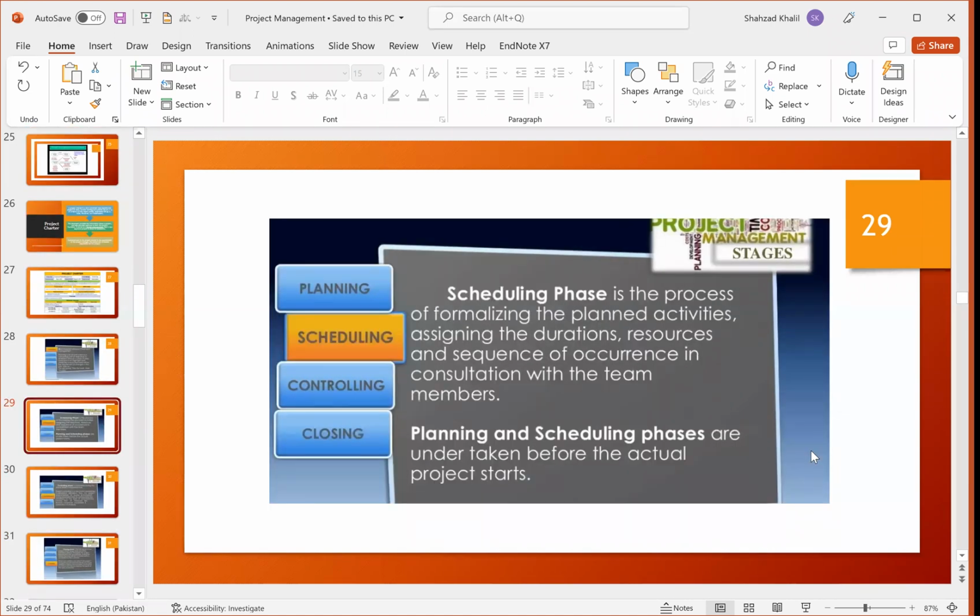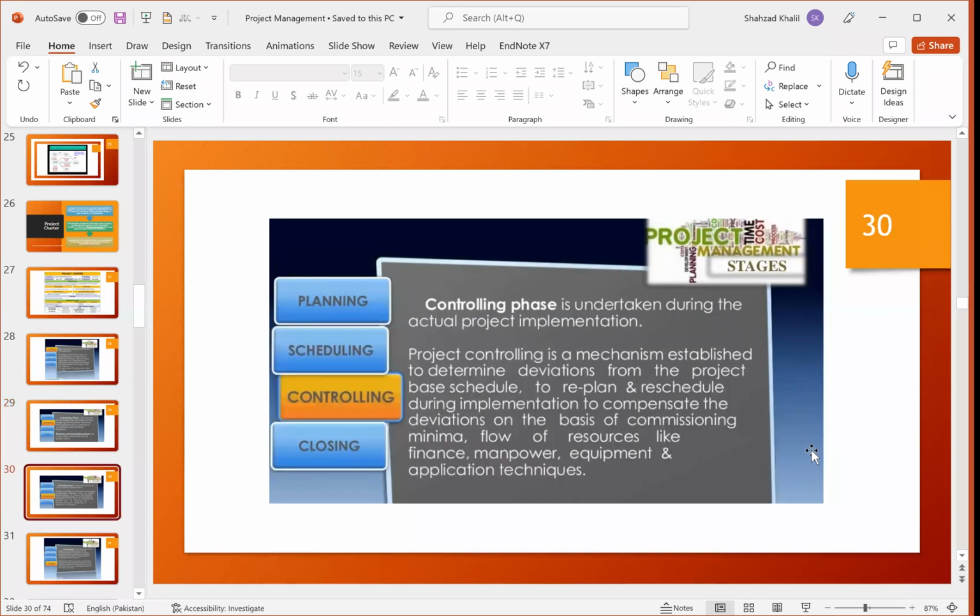Then the scheduling. The scheduling phase is the process of formalizing the planned activities, assigning the durations, resources, and consequences of occurrence in consultation with the team members. Planning and scheduling phases are undertaken before the actual project starts. The controlling phase is undertaken during the actual project implementation. Project controlling is a mechanism established to determine deviations from the project-based schedule, to replan and reschedule during implementation to compensate for the deviations on the basis of commissioning minima, flow of resources like finance, manpower, equipment, and application techniques.